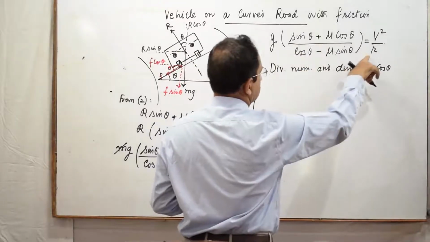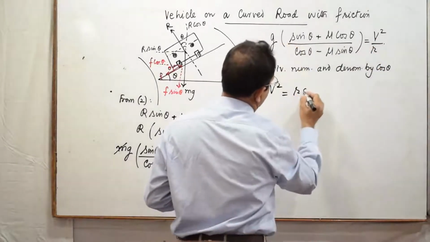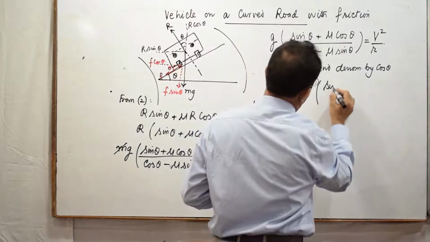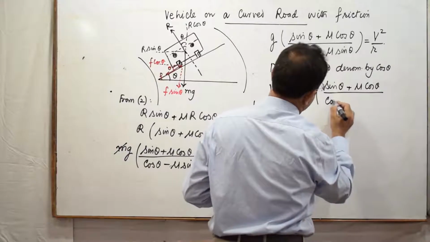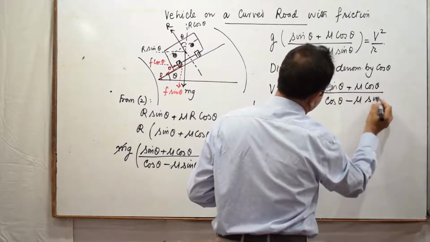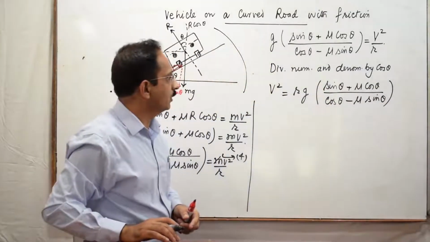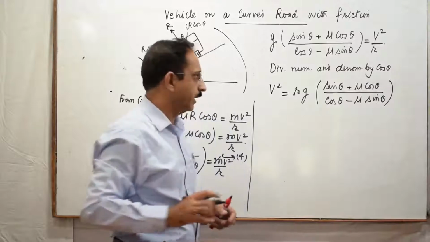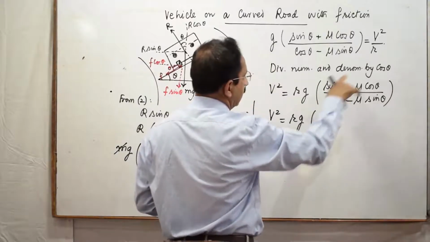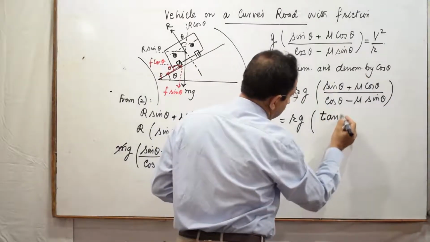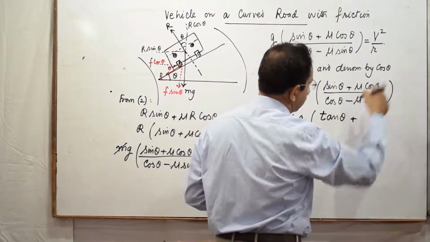Now I can rearrange the terms. So I have v square equal to R multiplied to g, sin theta plus mu cos theta divided by cos theta minus mu sin theta. Now I invoke this operation in which I divide both the numerator and the denominator of this fraction by cos theta. So I have v square equal to R into g. So sin theta divided by cos theta is tan theta. Then we have plus mu cos theta divided by cos theta, it will get cancelled out.